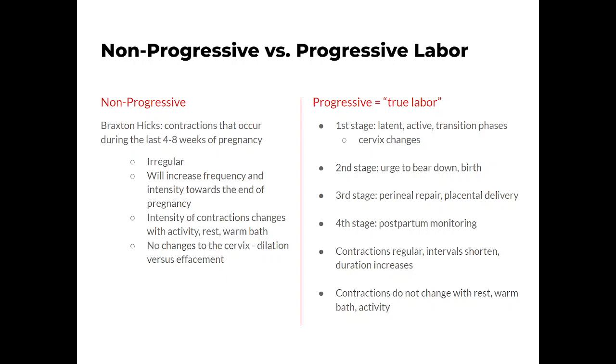By that time, the contractions are going to be shorter, every 1.5 to 2 minutes, but they're going to be longer in duration, so 60 to 90 seconds. And this varies person to person. Second stage is that urge to bear down, feeling like you're ready to birth the baby. And then third stage, perineal repair and placental delivery. Fourth stage is the postpartum monitoring afterwards, making sure there's no other complications. And again, progressive true labor involves contractions that are regular, intervals shorten, and duration increases. And these contractions do not change despite the rest, the heat, or activity that you do.